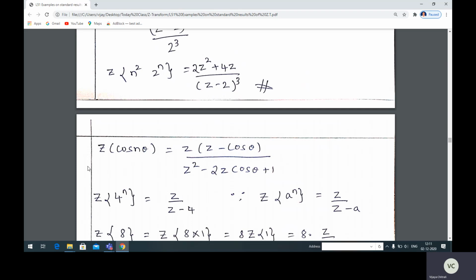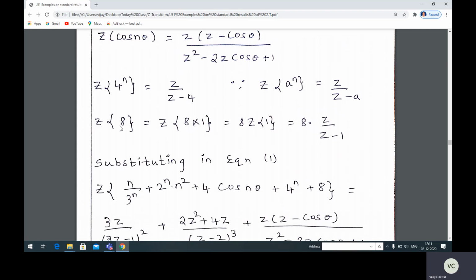So z transform of cos n theta is z minus cos theta divided by z square minus 2z cos theta plus 1, and z transform of 4 raised to n is z divided by z minus 4, because the transform of a raised to n is z divided by z minus a. Now z transform of 8, we can write this as 8 into 1, take 8 outside, 8 into z transform of 1, 8 into z divided by z minus 1.